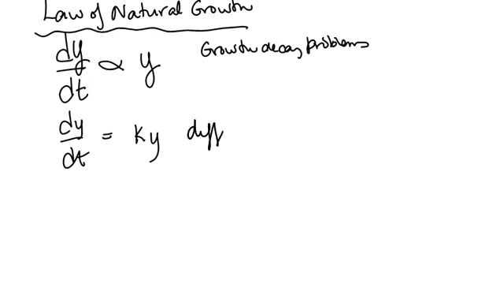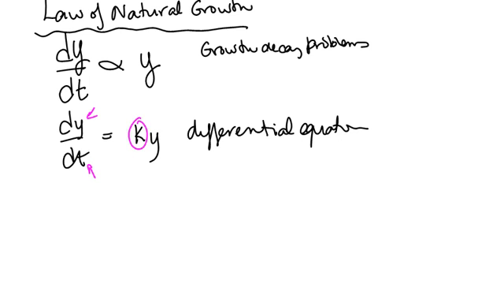This is called a differential equation. Why is it called a differential equation? Because it has a derivative in it. And I'm going to solve that. There are two variables and a constant. So here's my constant, and my two variables are y and t.